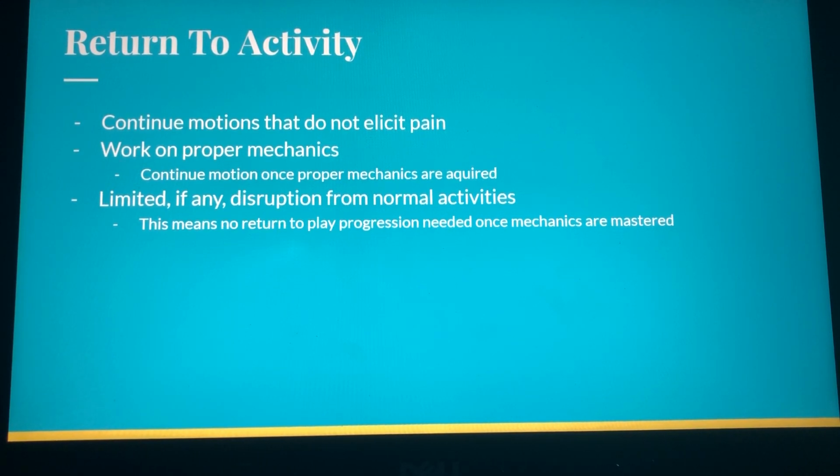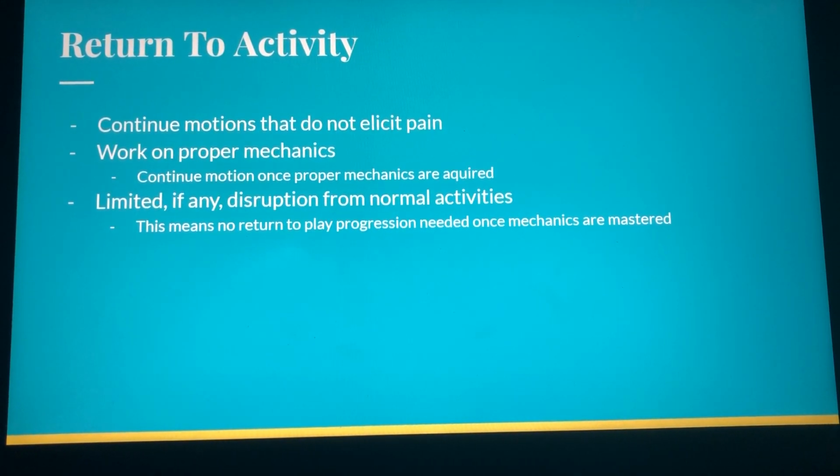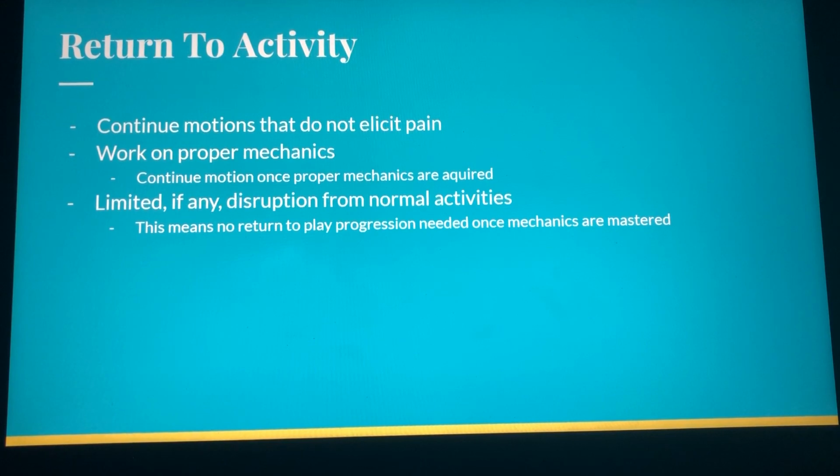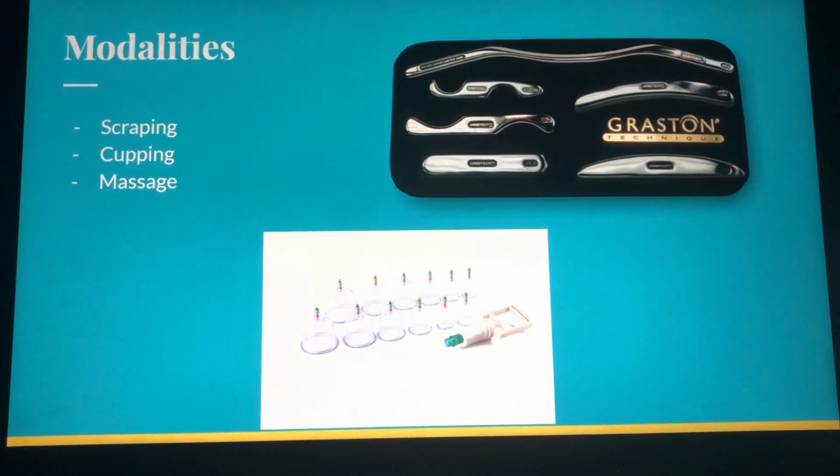An example would be an overhead athlete, like a baseball player. If they have pain when throwing, you can work on the throwing mechanics, and if that makes the pain go away, then they're fine to continue throwing while you continue to rehab the rest of their scapular dyskinesis. This is an interesting rehab process because, like I said, you don't have to disrupt their normal activities very much, and that ultimately leads to a quicker return to play.